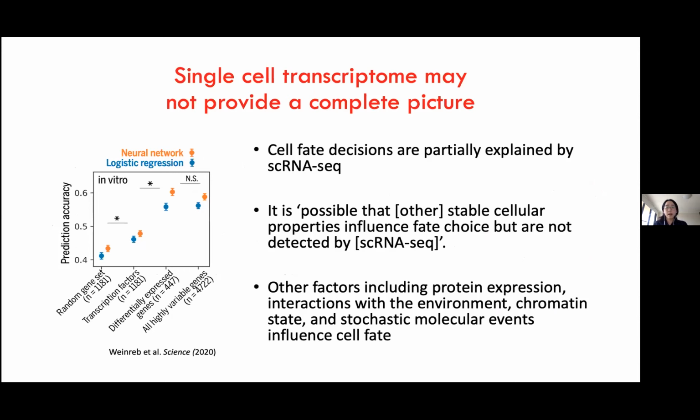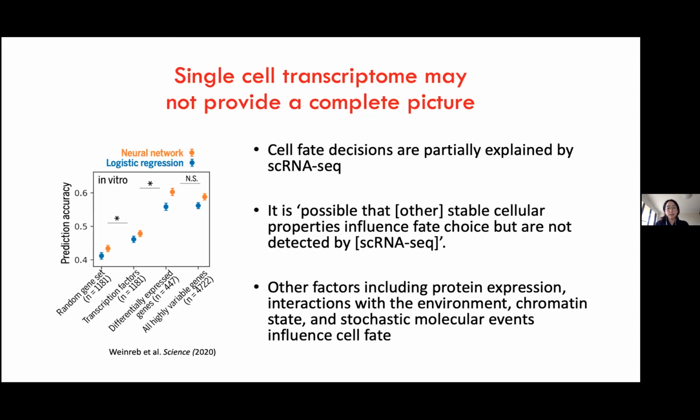A recent study by Allon Klein's group asked an important question in their study of hematopoietic stem cell differentiation. And they asked whether the decision of cell fate, as in what the cell becomes later on in its lifetime, can be fully explained by single-cell RNA-seq. And their findings showed, perhaps unsurprisingly, that this is not the case. They found up to 60% of cell fate decisions can be explained by RNA-seq, but 40% could not.